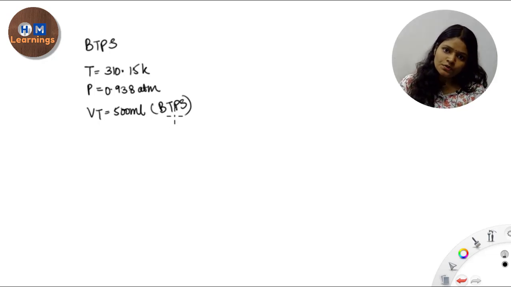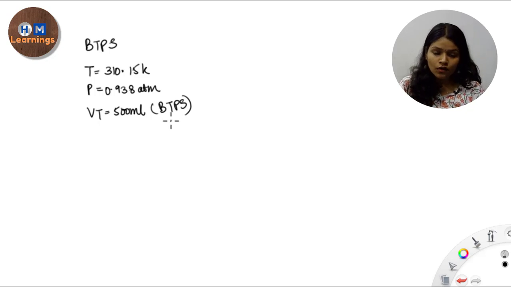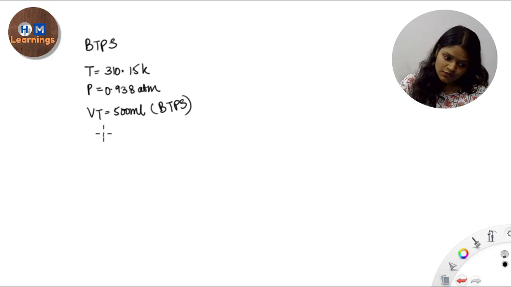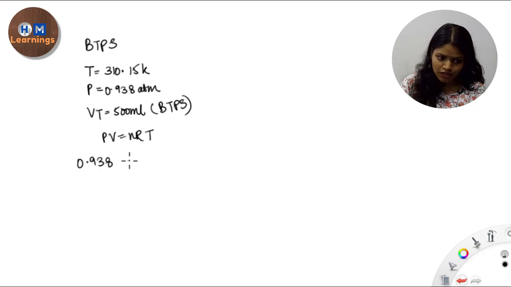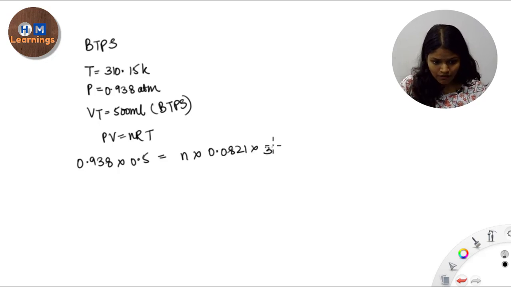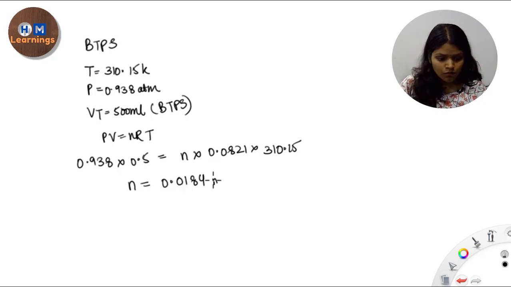Now if I want to calculate the moles of mixed gas present in 500 ml of air, how can we calculate it? Again, by using PV = nRT. 0.938 is the atmospheric pressure at BTPS. The volume is 0.5 liters. The number of moles of mixed gas is what we want to calculate, and I am going to put in these values. By putting these values, the number of moles of mixed gas you get is 0.0184 moles of mixed gas present in 500 ml of air.